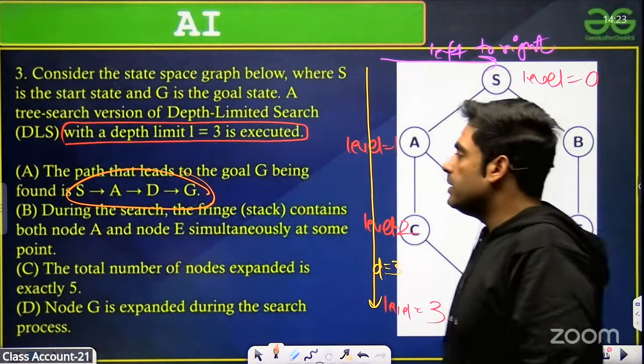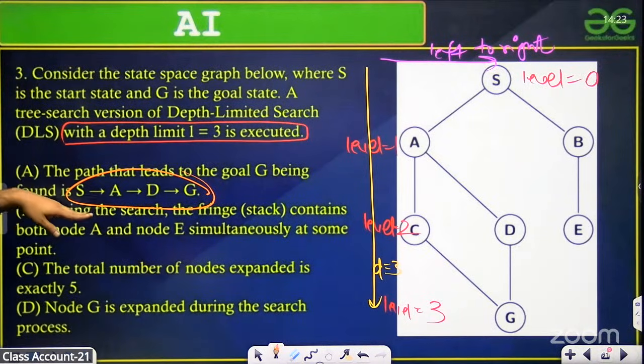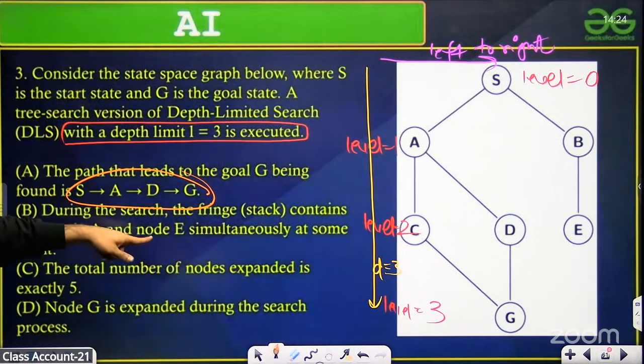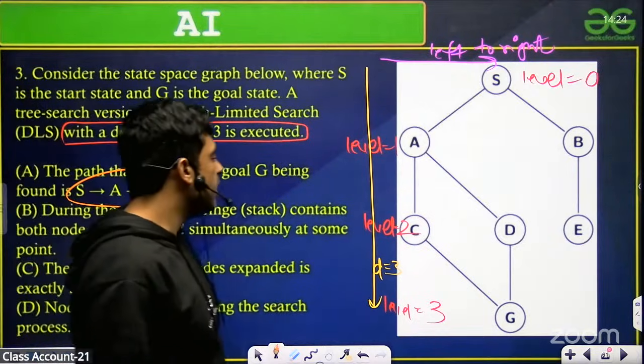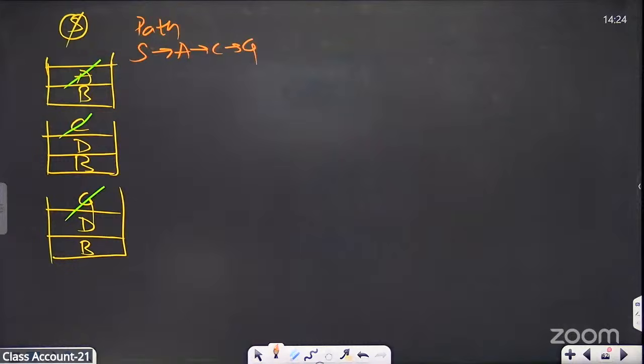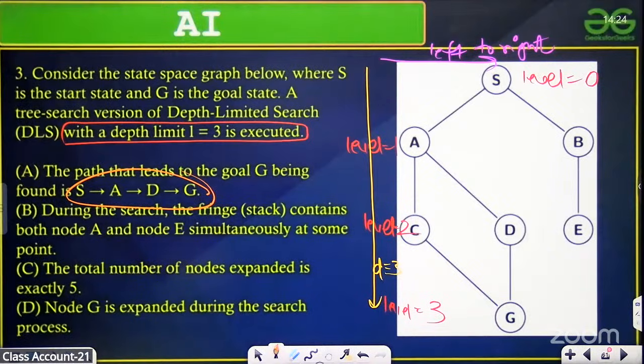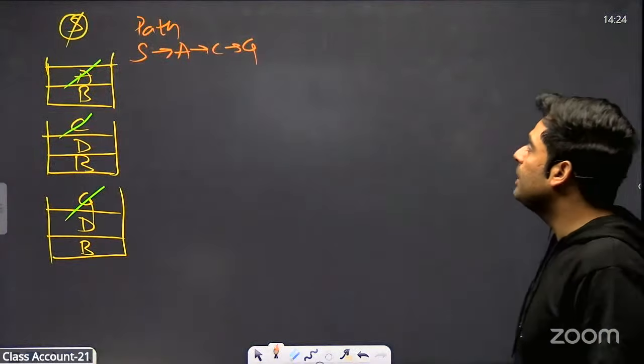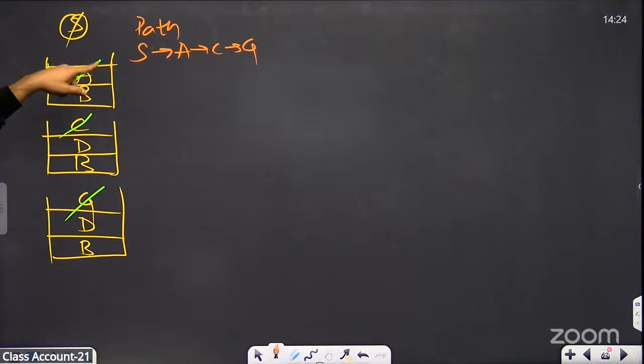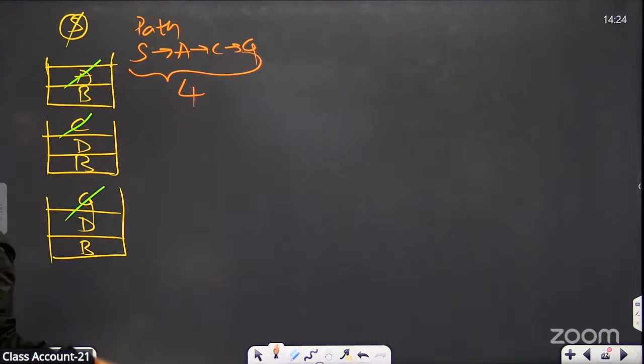Next option is: during the search, the fringe contains both node A and E simultaneously at some point. That is also not there. We don't have both the nodes A and E simultaneously. Then, the total number of nodes expanded is exactly 5. How many nodes have been expanded? If you see, a total of 4 nodes have been expanded: S to A to C to G. So the total number of nodes expanded is not 5.